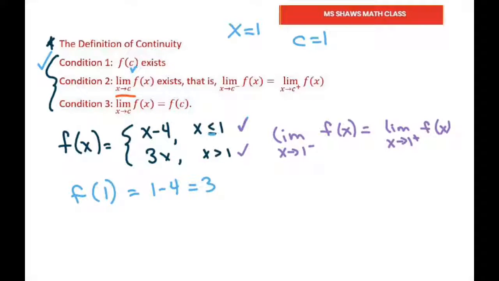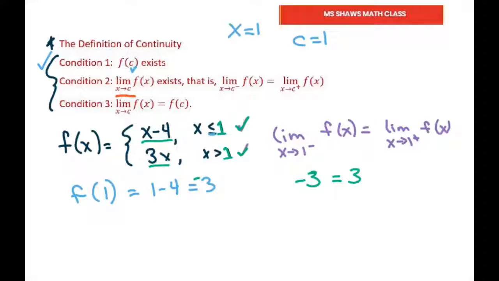So from the left, that means all numbers left of 1, we already know what that's going to be. You plug in 1, and you just use that equation, that's going to be negative 3. Now from the right, all numbers greater than 1, we're still going to plug in 1, but we have to plug it into this one. So when you plug in 1, you get 3.